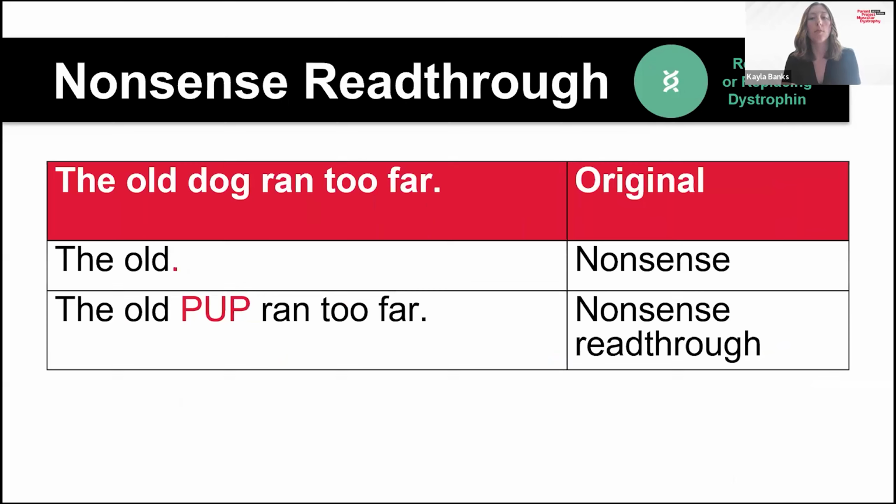Nonsense or stop codon read-through therapies are designed for use in those with nonsense variants. You may remember the discussion of nonsense variants earlier. This type of genetic variant causes an early stop and terminates the growing protein. Nonsense read-through attempts to allow the body to ignore this incorrect stop signal and continue building the dystrophin protein. This type of therapy may be accessible in some countries.